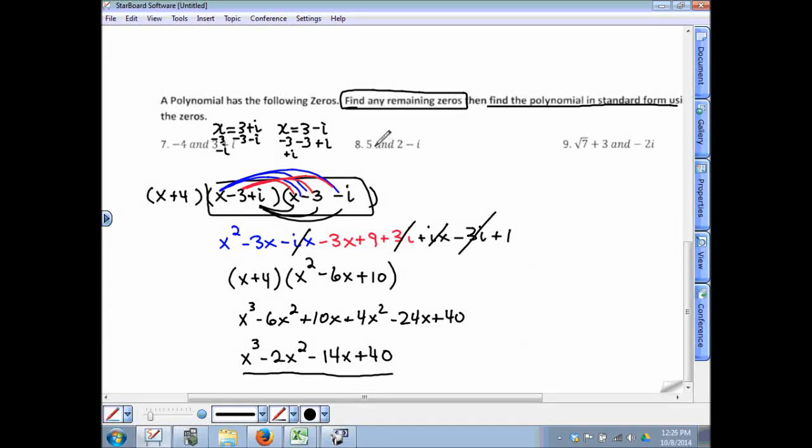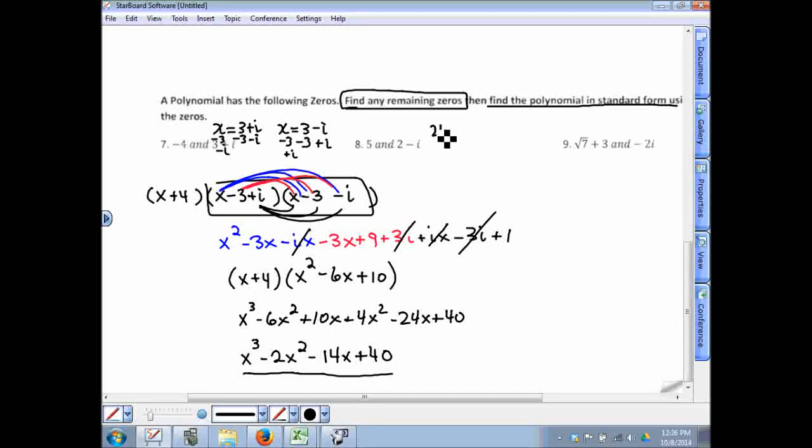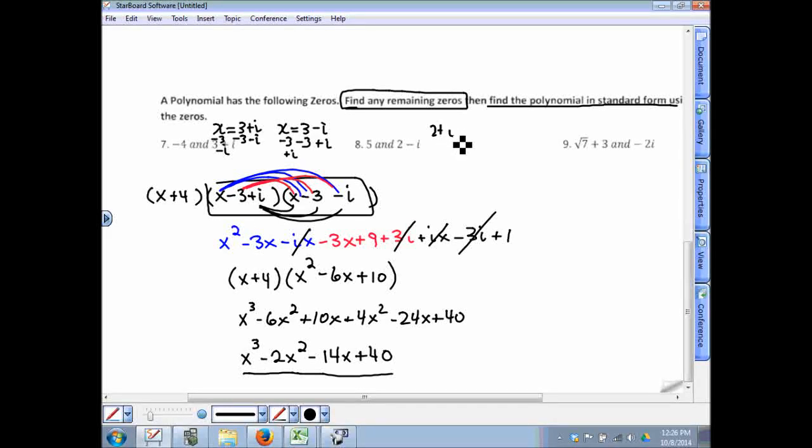Before I move on, real quick, take a look at number 8. Is it similar or way different than what we just did? So what about 2 minus i? The other one would be 2 plus i. Same thing: you make your parentheses, you multiply it all together, you get the end result. Okay, let's go on to page 2.